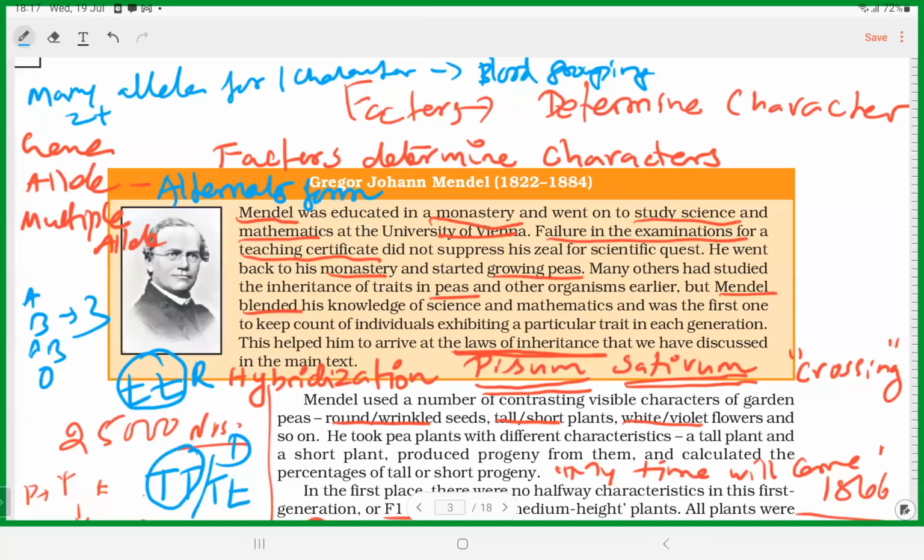What are the seven contrasting characters selected by Mendel? Read that. That's the seven-character chart. Read it and just make the chart and show me. Without seeing that, you should be able to tell or write.